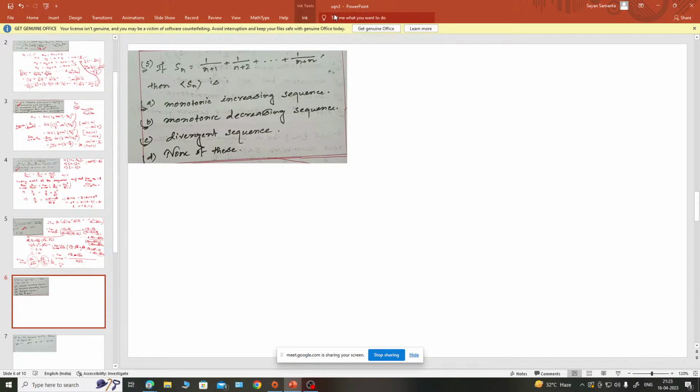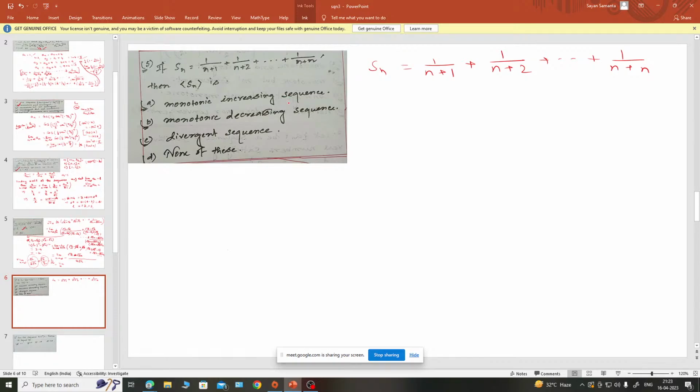So next question, first I will read this question, then everyone try it. If the sequence xn equals 1 by n plus 1 plus 1 by n plus 2 plus dot dot dot plus 1 by n plus n, then xn is monotone increasing, decreasing, divergent sequence, or none of these. Which option is correct? What is a monotone increasing sequence?